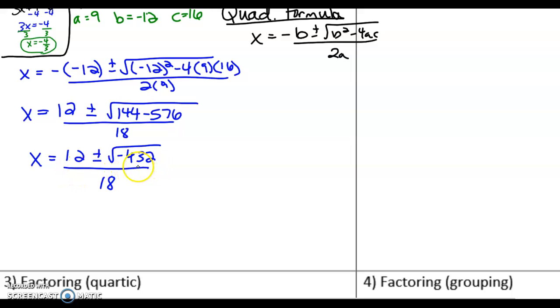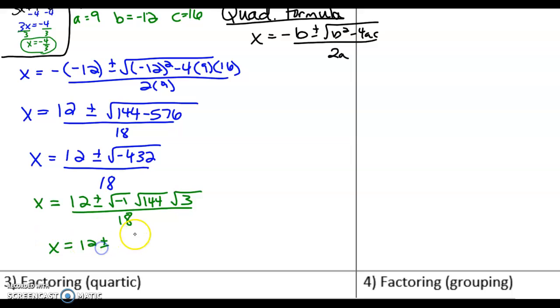12 plus or minus the square root of negative 432 all over 18. These have some big numbers, this problem does. So we want to break up that square root of negative 432. You can pull out that negative 1, and actually 144 goes into it, times 3. So you can rewrite it, 12 plus or minus 12i times the square root of 3 all over 18. We can take 6 out of everything. 2 plus or minus 2i times the square root of 3 all over 3.